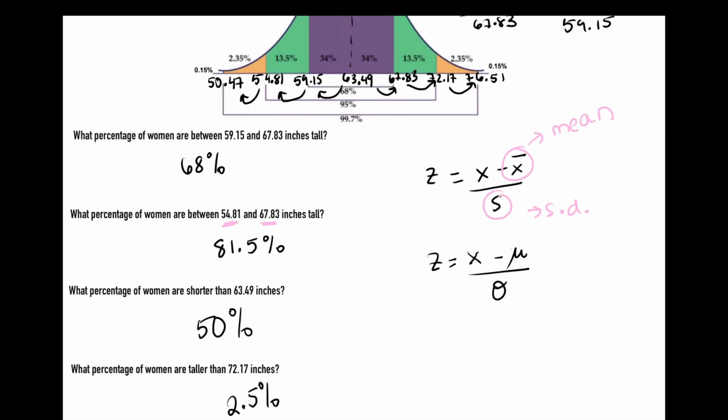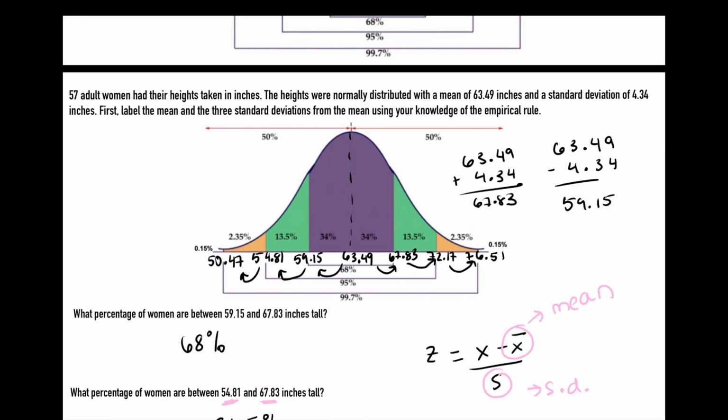So let's set it up. Z is equal to the observed x value minus the mean of the sample divided by the standard deviation. I already know that the mean is 63.49 and the standard deviation is 4.34. And we are given another piece of information: this particular woman is 57.16 inches tall. This is the observed x value that I actually have. So we can just plug this information in and solve for z.